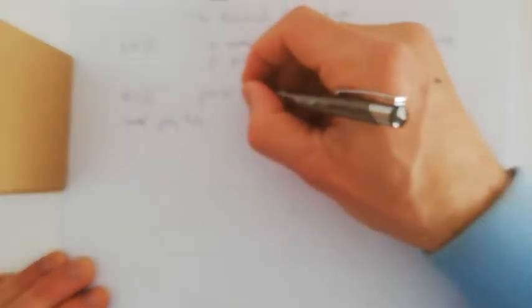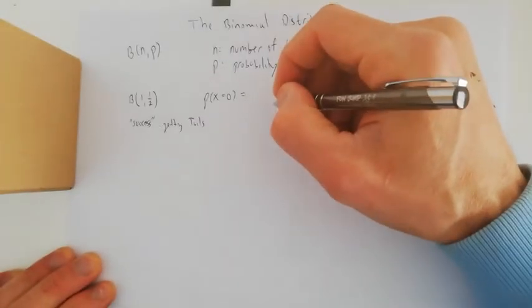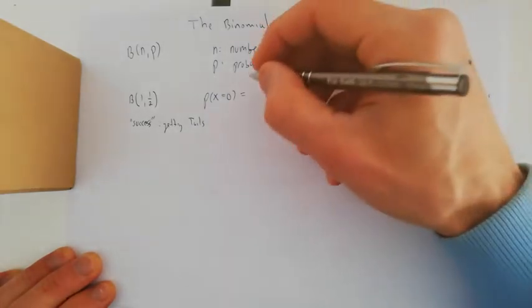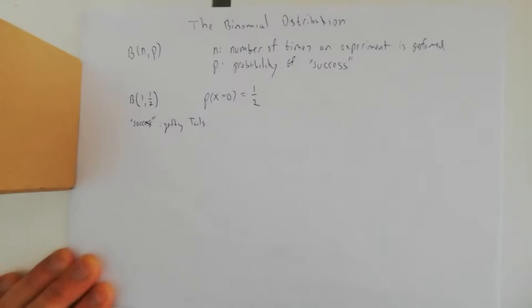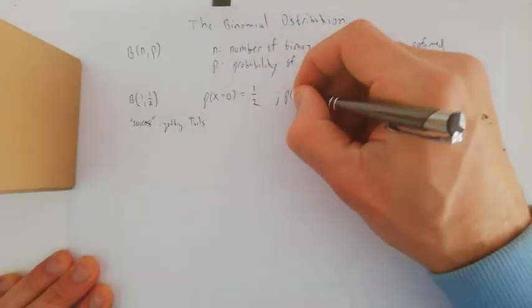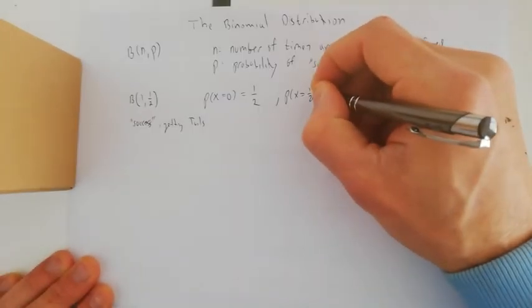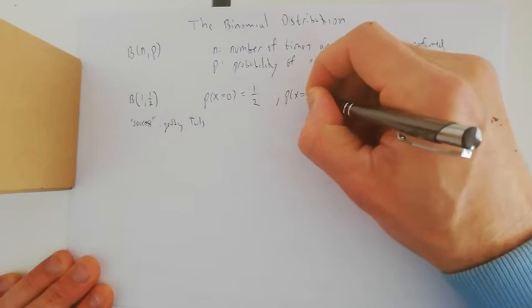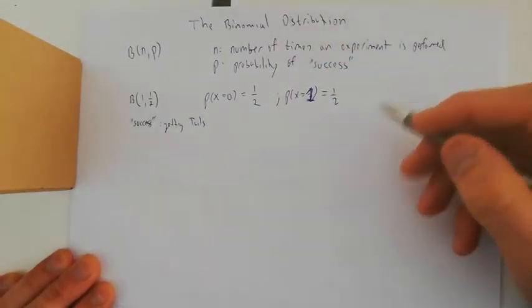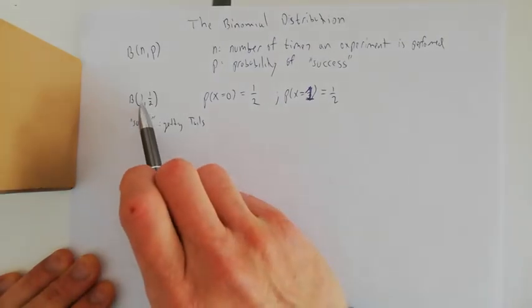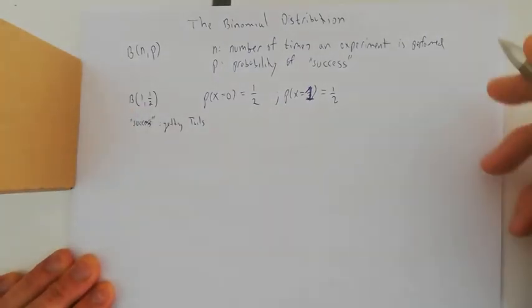So the probability that x is 0 would be half. Obviously, if we throw the coin once, there is a probability of half that we're going to get tail and a probability of half that we're not going to get tail. The probability of getting one tail is also half. Obviously, we cannot get more than one tail if we perform the experiment just once.